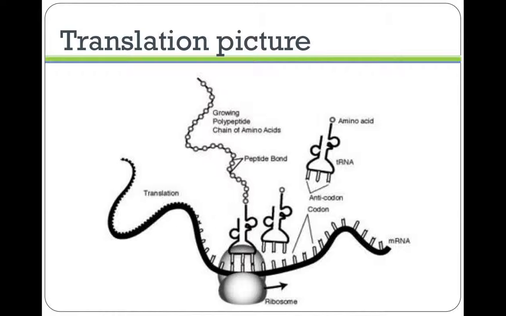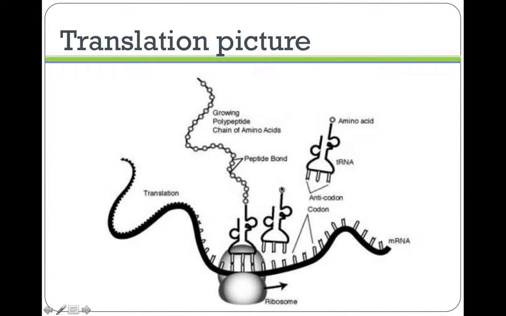So here's a picture of what translation looks like. And I want to take a few things to look at here. So as you can see, there is a group of 3 bases, 3 nitrogenous bases here on this mRNA strand. This group is called a codon, right? That's what that means. Attached to this is the tRNA. And the tRNA, the matching base pairs, those are known as an anticodon.